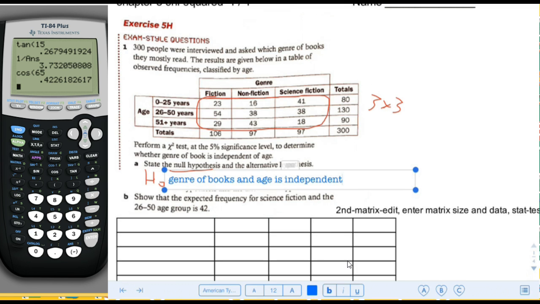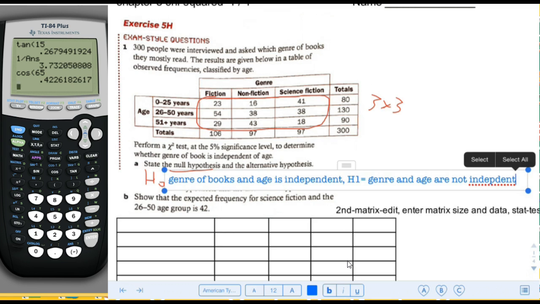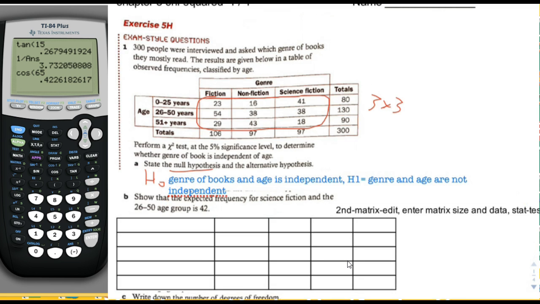Now it says alternative hypothesis. The alternative hypothesis, H1, is just the opposite. But you don't say dependent. You say genre and age are not independent. You don't say they are dependent. You just say they are not independent. All right, then you go to the next one.